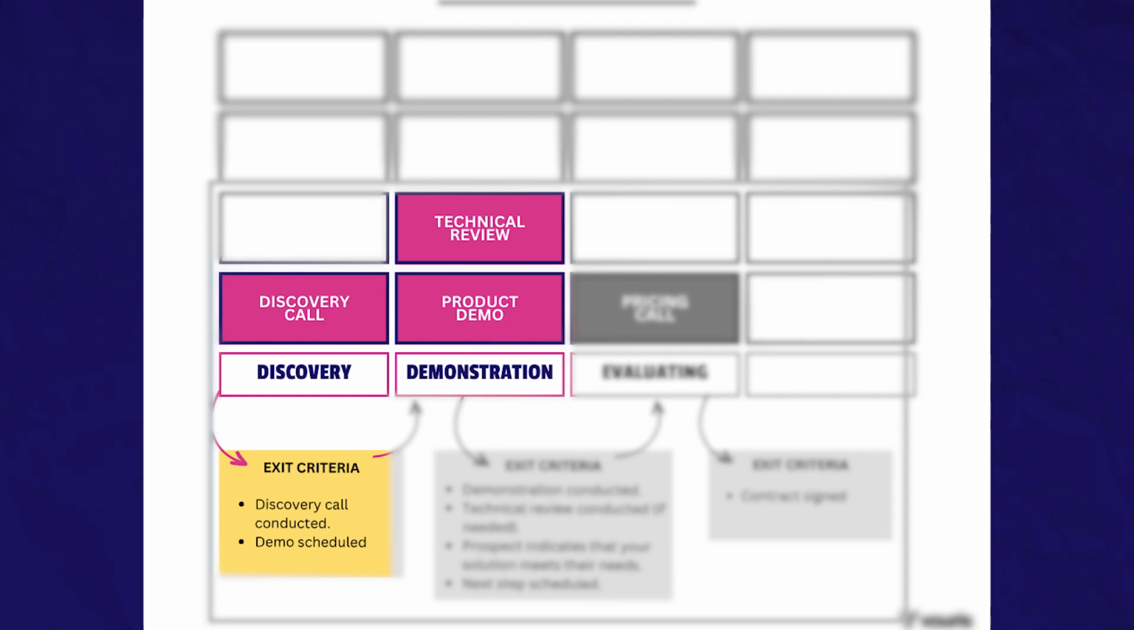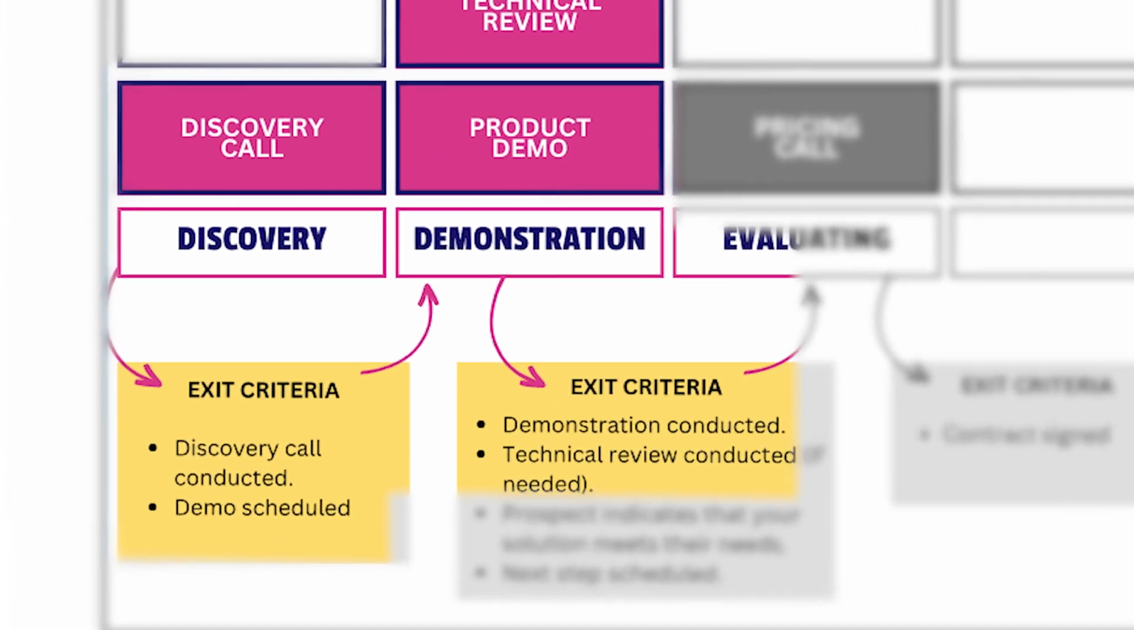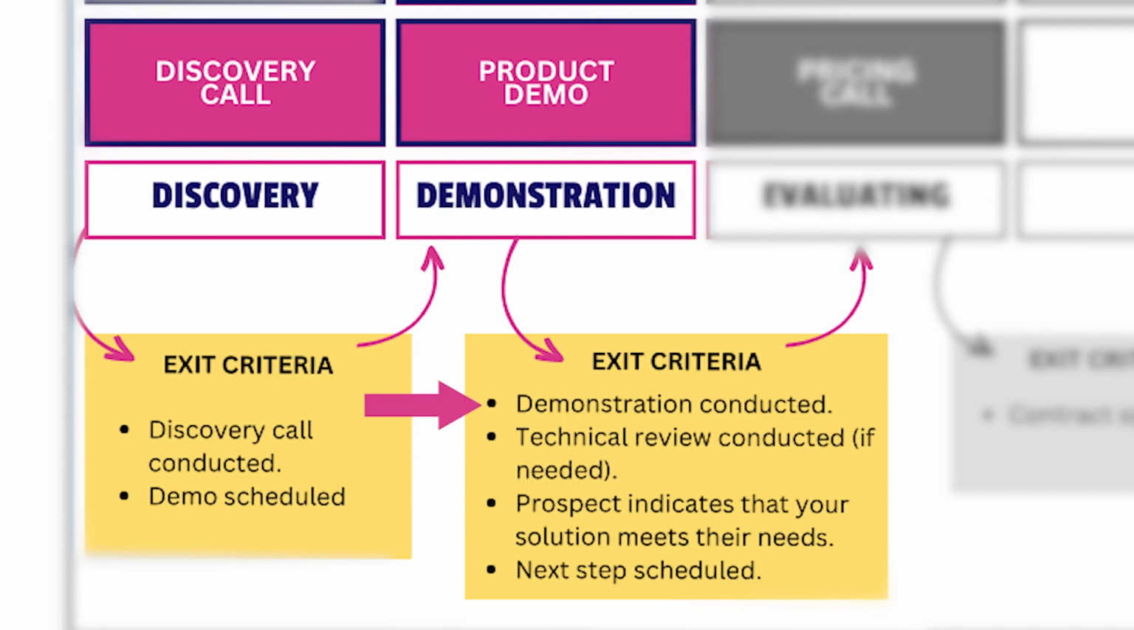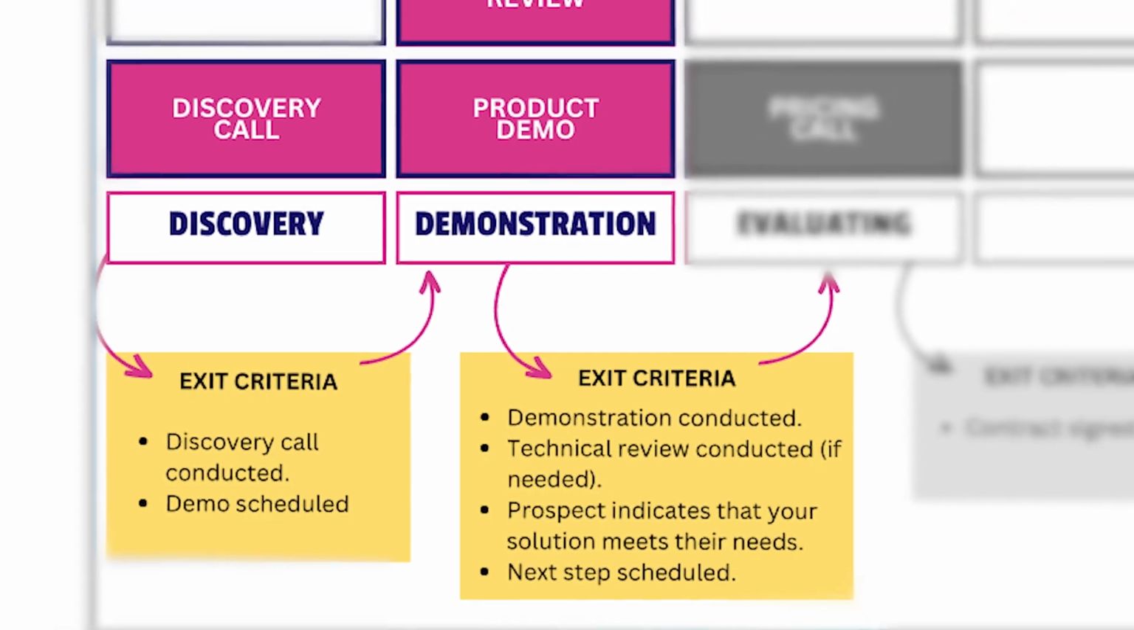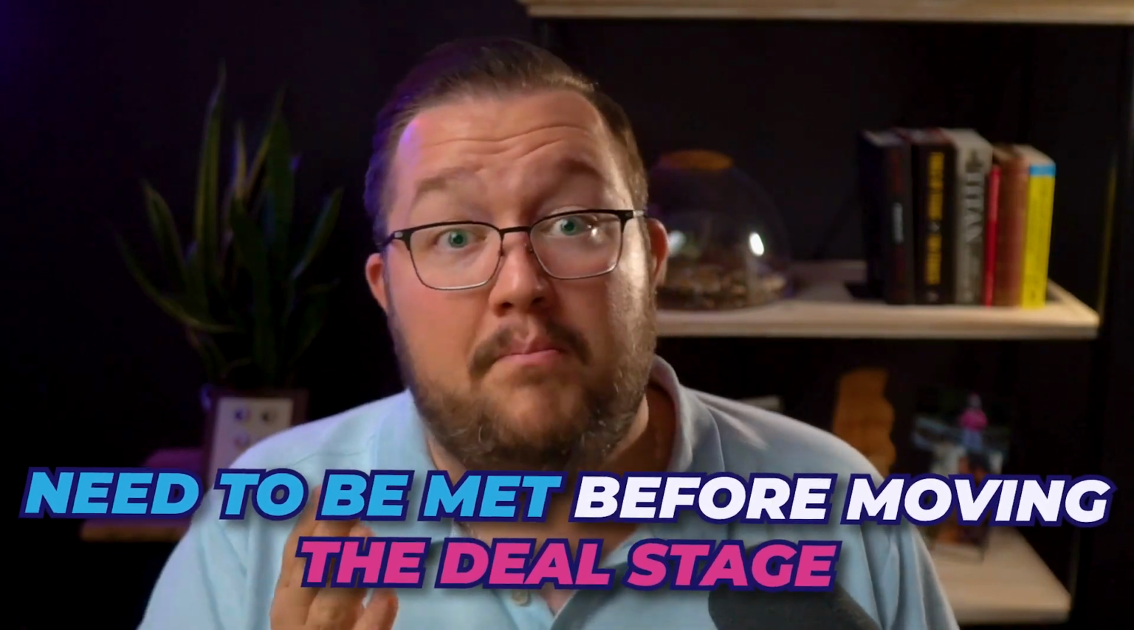So in this case, we have the technical review and we have 1 demonstration, and we look at the exit criteria here. The demonstration is conducted. The technical review is conducted if it's needed. The prospect indicates that your solution meets their needs, and then the next step is scheduled. If we didn't schedule the next step, then we're not moving it into the next stage. That's really important. All exit criteria items, unless they're an optional one like technical review in this example, need to be met before moving the deal stage. If not, then you're not getting clean information on where the drop off is in your own sales process.